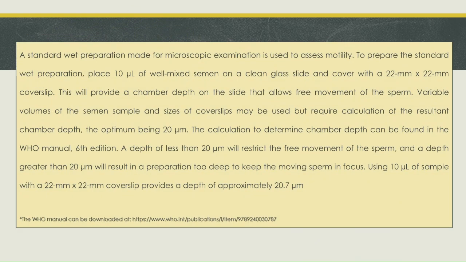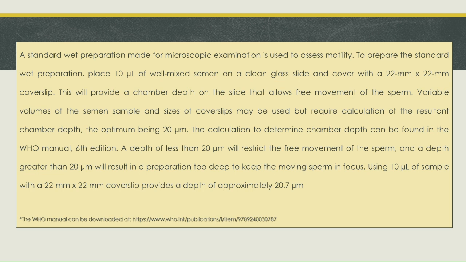A standard wet preparation made for microscopic examination is used to assess motility. To prepare the standard wet preparation, place 10 µL of well-mixed semen on a clean glass slide and cover with a 22 mm x 22 mm cover slip. This will provide a chamber depth on the slide that allows free movement of the sperm.